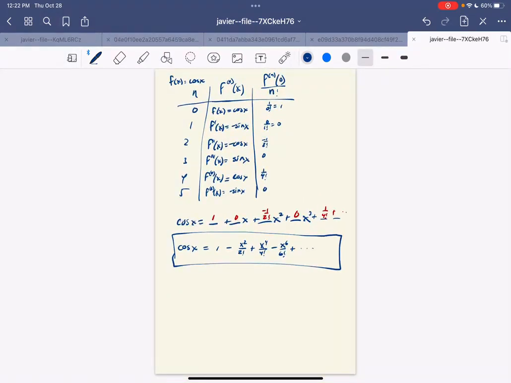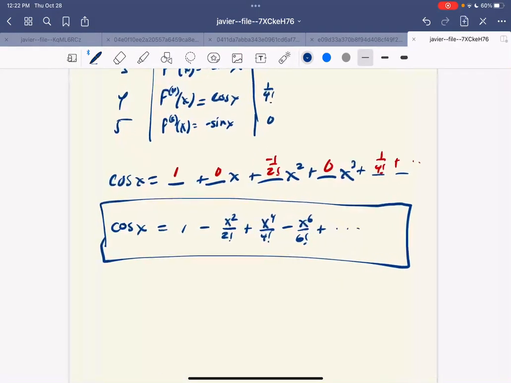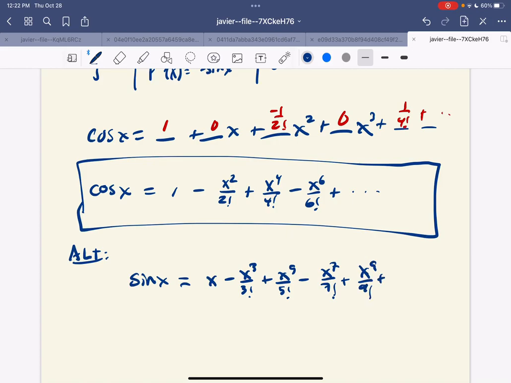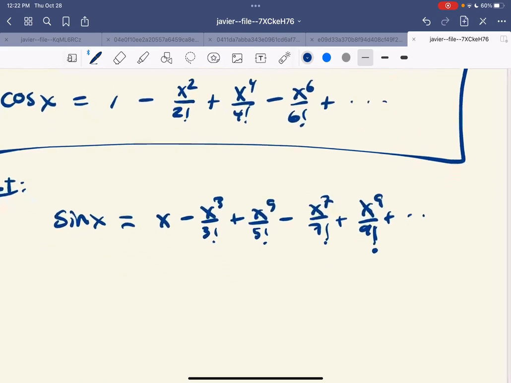And so, by the way, there's another way that we could have done this. Earlier we said that the sine of x is equal to x minus x to the third over 3 factorial plus x to the 5 over 5 factorial minus x to the 7th over 7 factorial plus x to the 9th over 9 factorial. That's what the sine is.